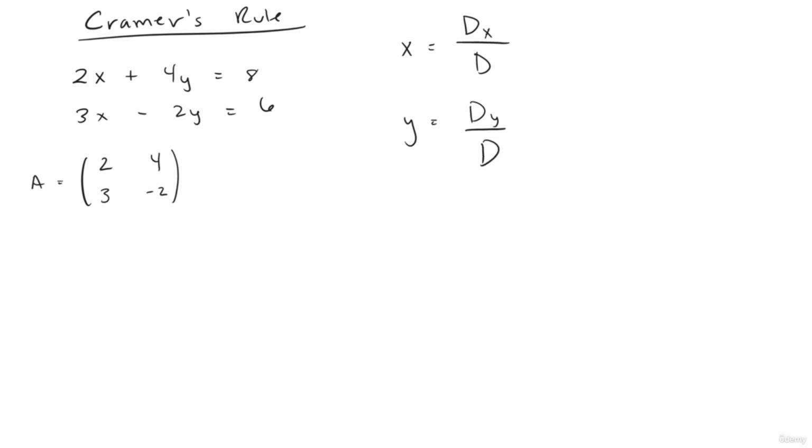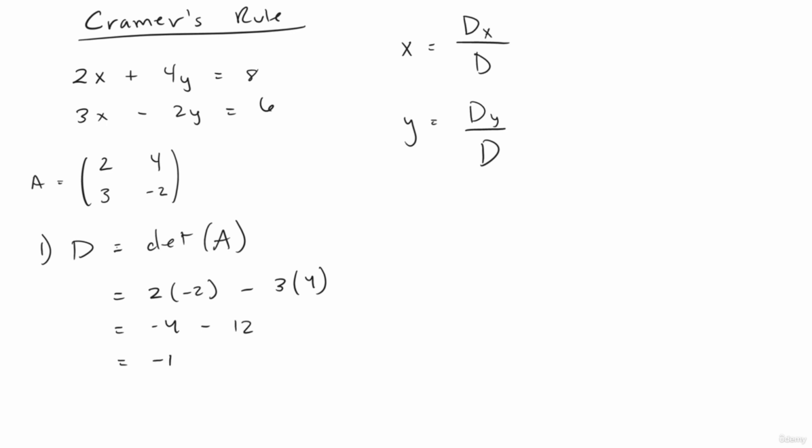And so that's Cramer's rule. Let's get to solving for d. So d is going to be equal to the determinant of A, and A is a 2 by 2 matrix, so we can do this pretty straightforwardly. We just take 2 times negative 2 minus 3 times 4. 3 times 4 is 12, but we're going to have negative 4 minus 12, and that's going to be equal to negative 16. So let's go ahead and put negative 16 in here.